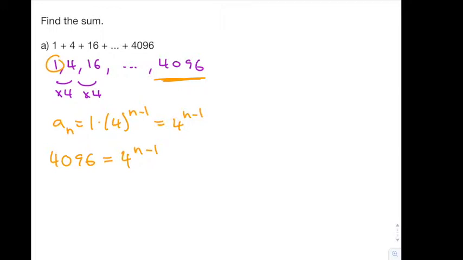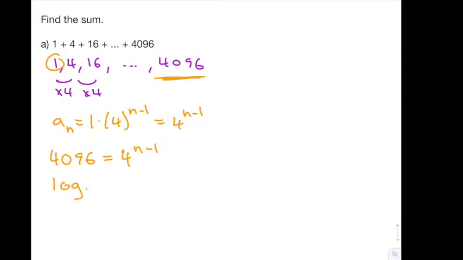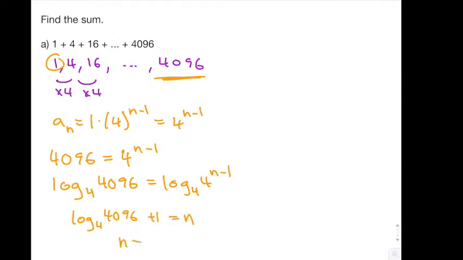Now, fortunately, I think we have a couple reasonable ways of figuring out what n is. So we can either try and figure out what 4096 is off the top of our heads, or we can try and figure out what n is by taking the log base 4 of both sides. So log base 4 of 4096 equals log base 4 of 4 to the n minus 1. So log base 4 of 4096 plus 1 should equal n, and n equals 6 plus 1 equals 7. So 4096 is the 7th term of this sequence.